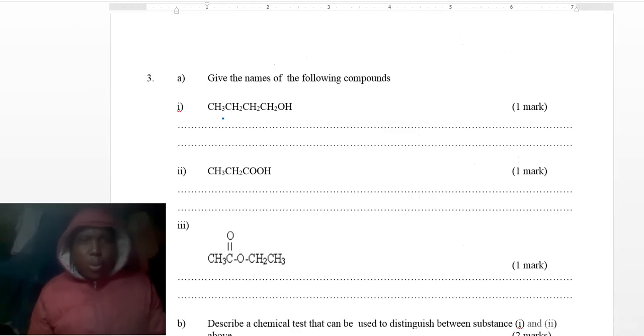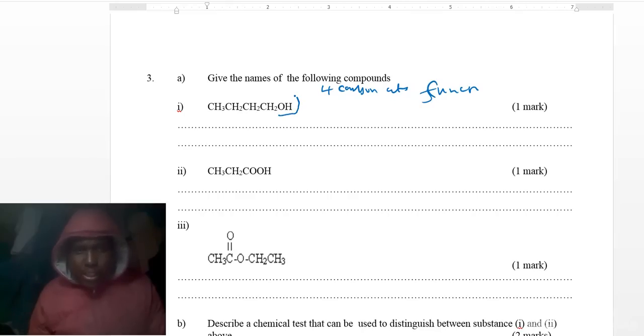So which compound is this? First count the number of carbon atoms. Here we have 1, 2, 3, 4. So we have 4 carbon atoms. Now that one can be an alkane, an alkene, an alkyne, an alcohol or an alkanoic acid. So what will tell you which type this one is? You look at the functional group. So the functional group here is OH, and the OH is an alcohol.